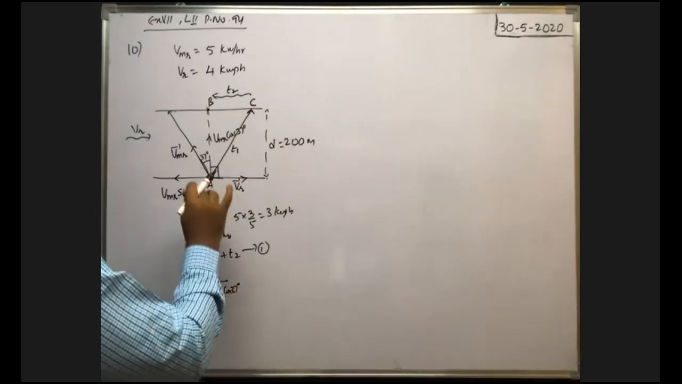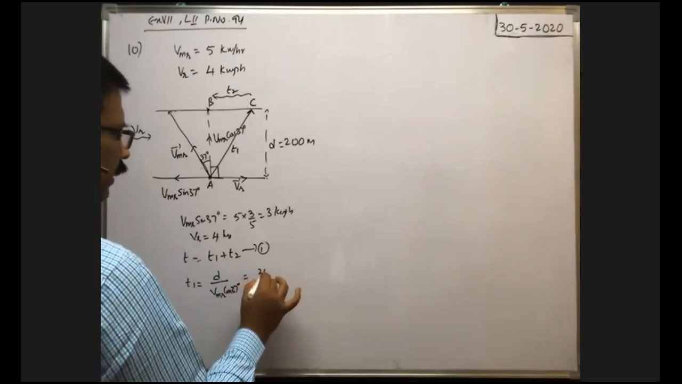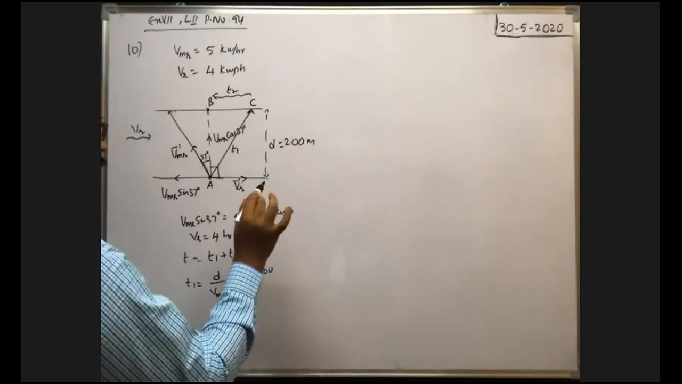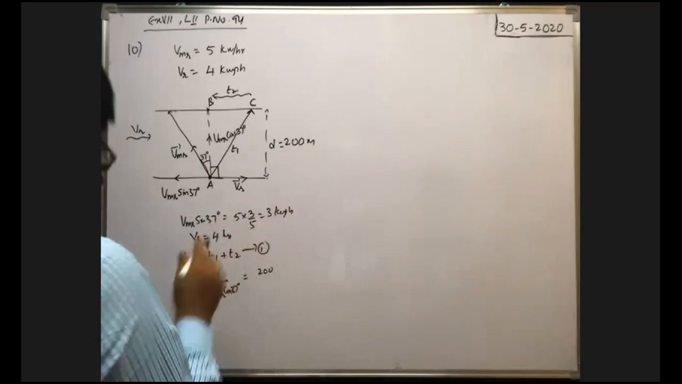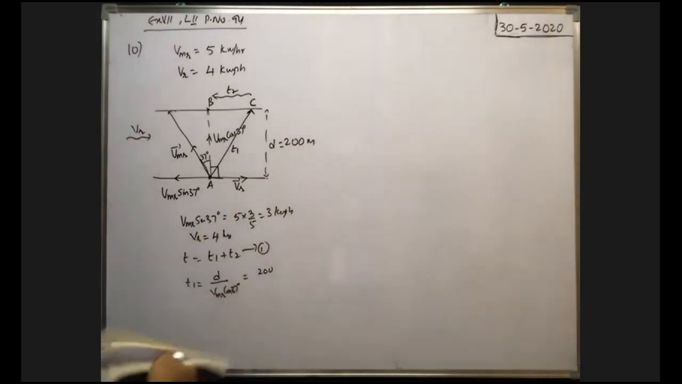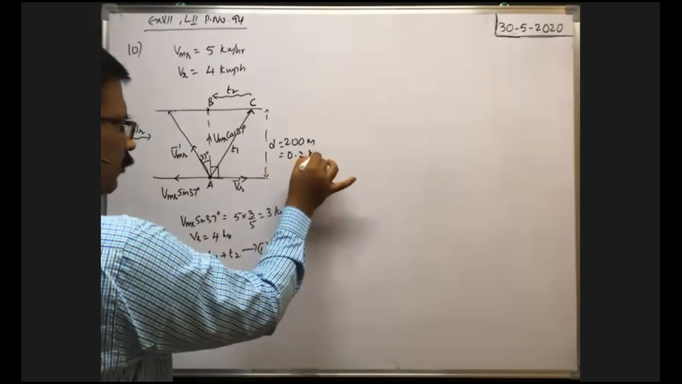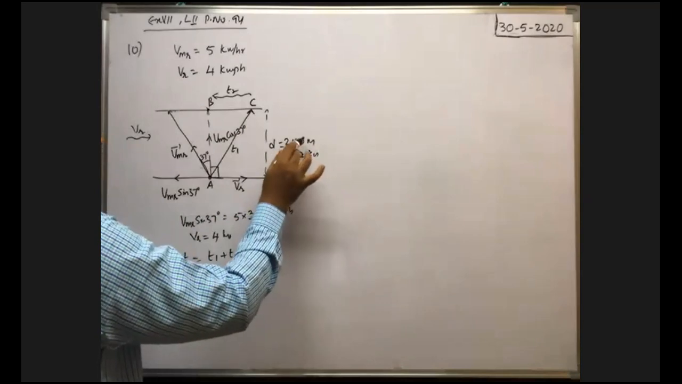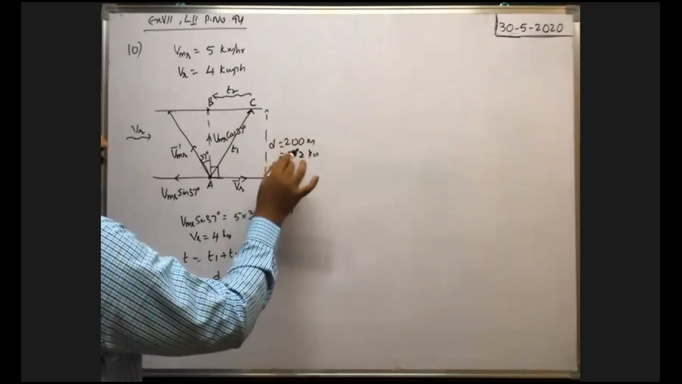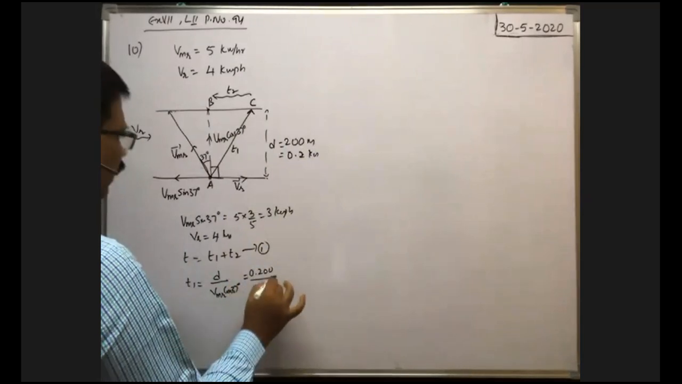This is the time taken by the man to cross the river, which is equal to D, meaning 200 meter. This data is given in the SI system, but the answer is given in hours. That's why you write this also in kilometers. This is equal to 0.2 kilometer, because to convert meter into kilometer, we have to divide by 1000. So you'll get 0.2 by VMR.